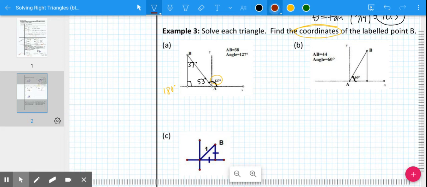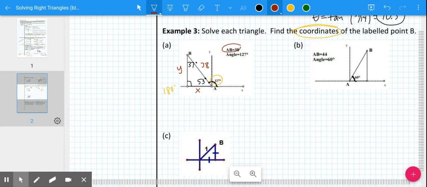They told us that side AB is a length of 38. I do not know the other two sides, so I'm going to go ahead and call those X and Y. Notice how I put X on the X-axis and Y along the Y-axis, just because I thought that made more sense. So let's go ahead and find these sides.